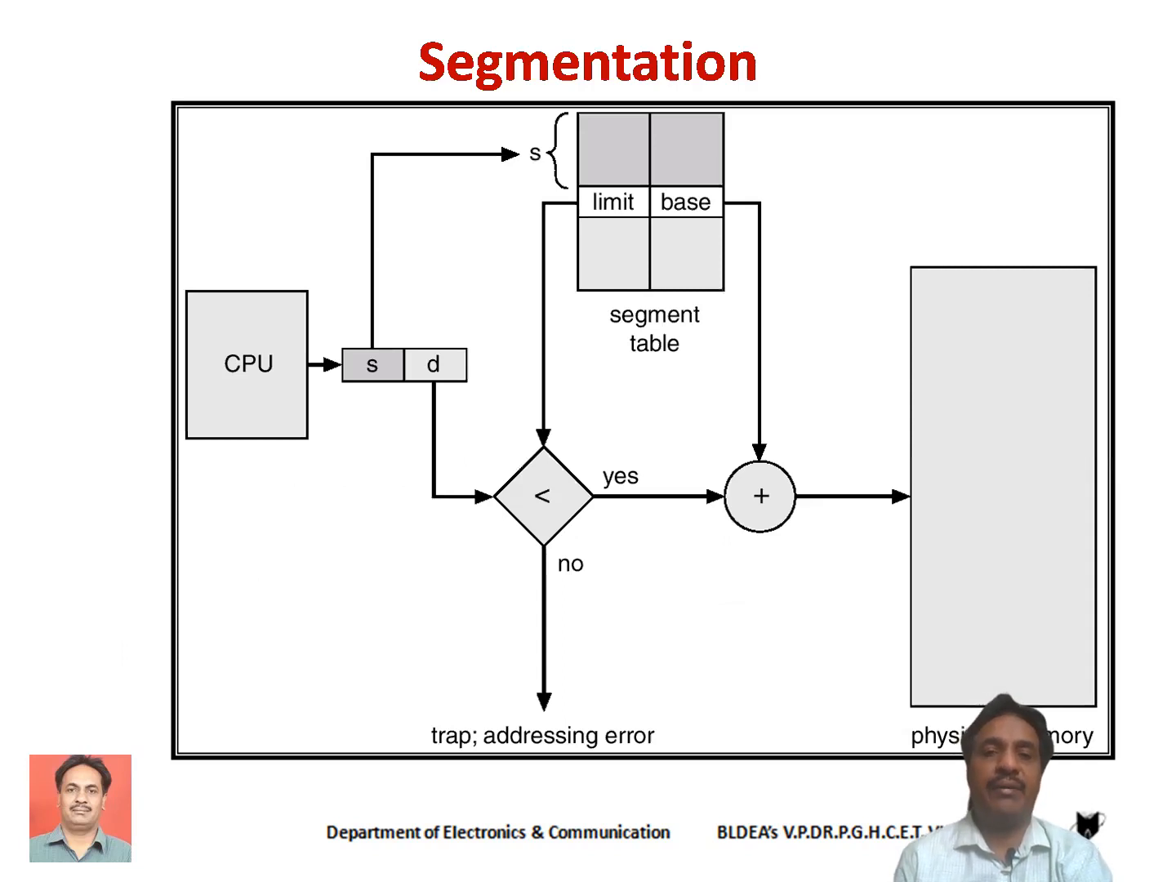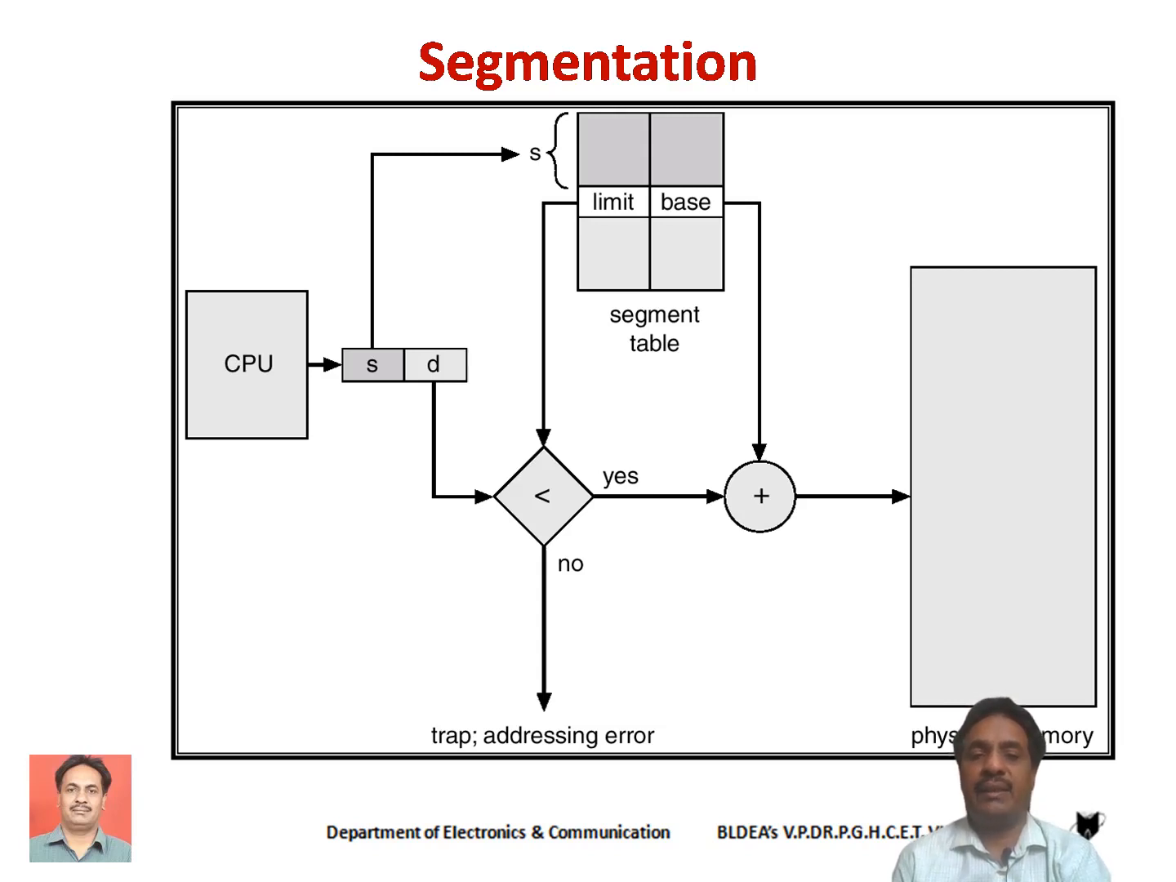If you look at here, we have the CPU, we have physical memory, and this table we call as the segment table. As we discussed, the CPU generates a logical address. The logical address will have 2 fields, as we discussed. They are segment number and offset.